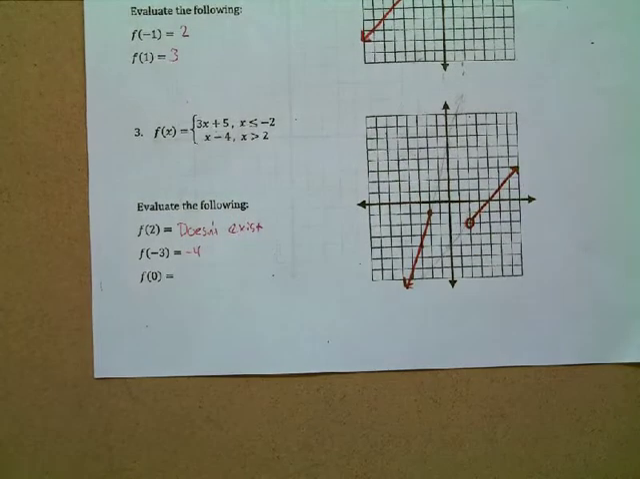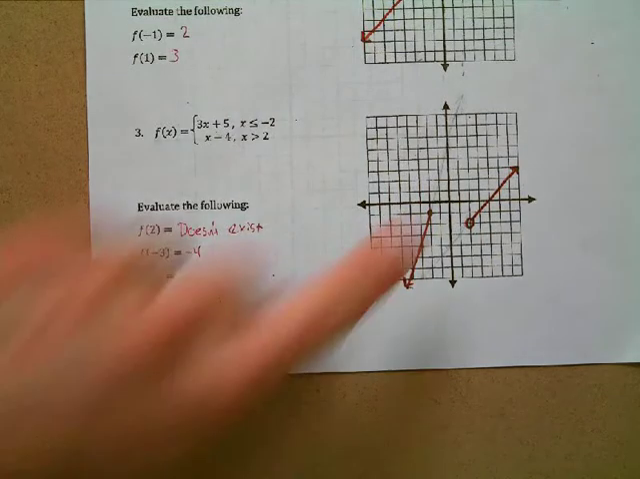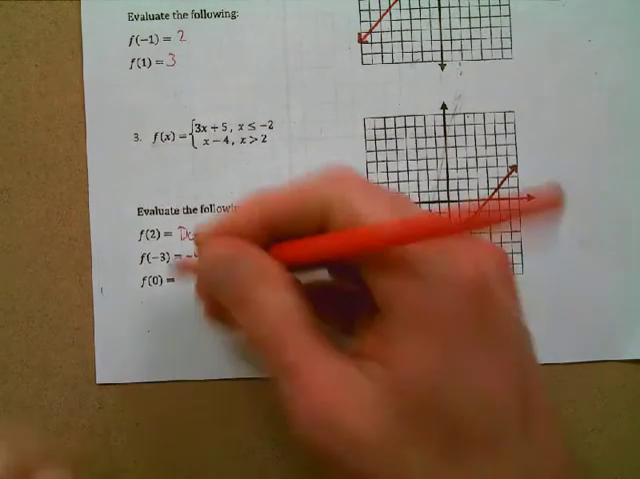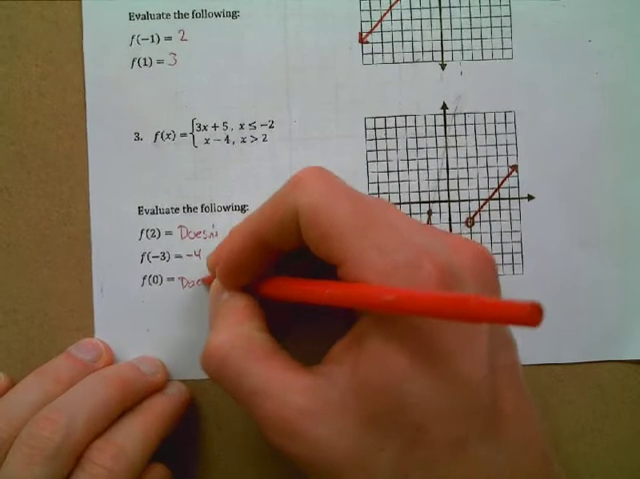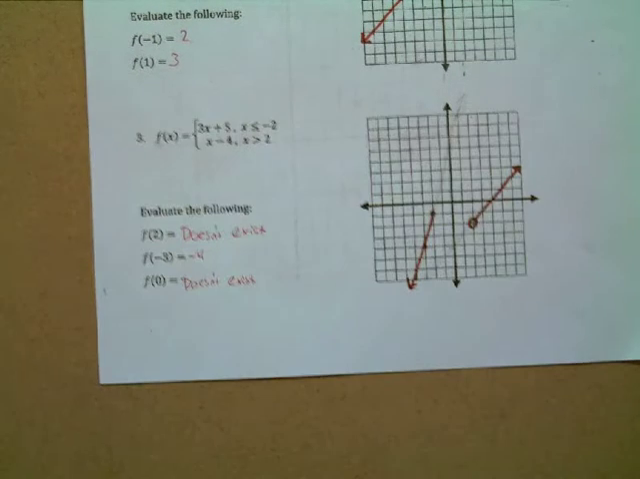What about f of 0? What is the value of the function at 0? Doesn't exist. At 0, there is no graph there. Right? There's no graph there at 0. And that's the answer again, doesn't exist. Okay? Questions on any of that?